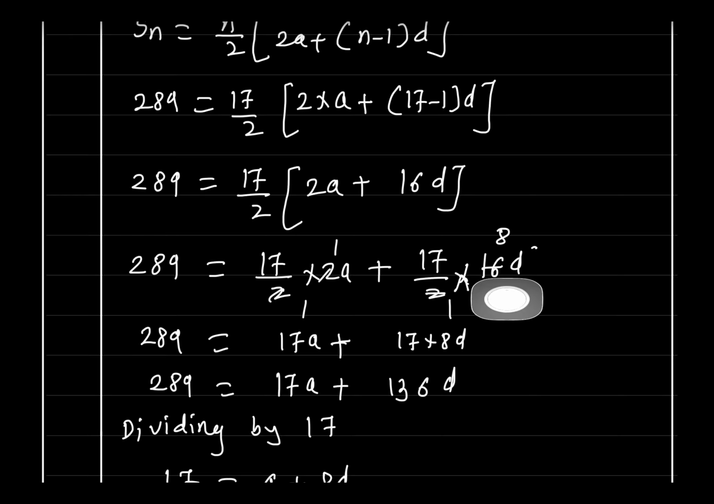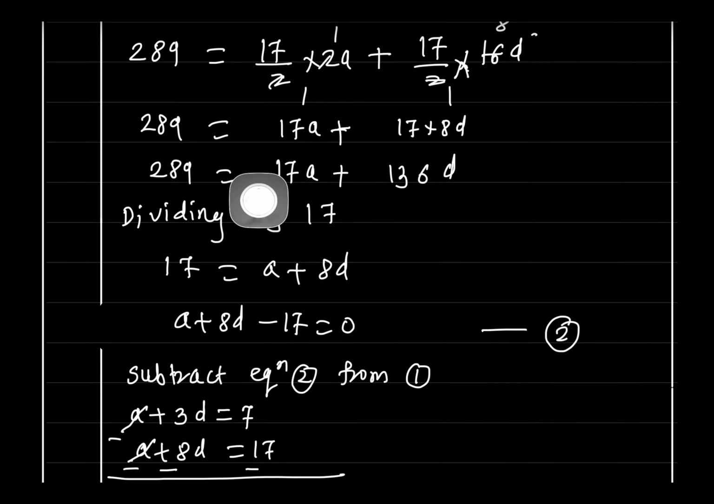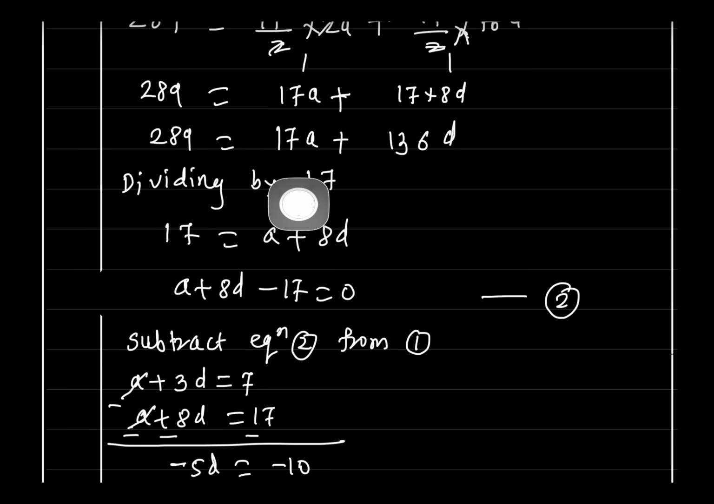By this 2 you can divide, 2 ones are 2 and 2 ones are 2. So 17a you will get, plus as it is. And here 2 ones are 2, 16 is there, divided by 2 it becomes 8, 17 into 8d. So 289 equal to 17a plus 136d. See, all these numbers are divisible by 17, so you can reduce this equation.